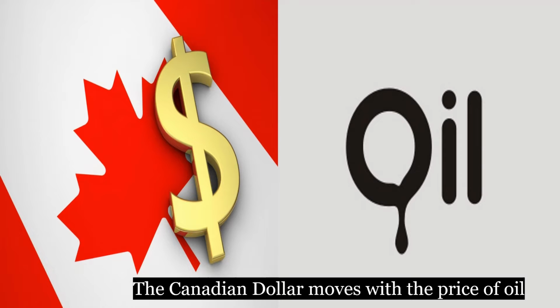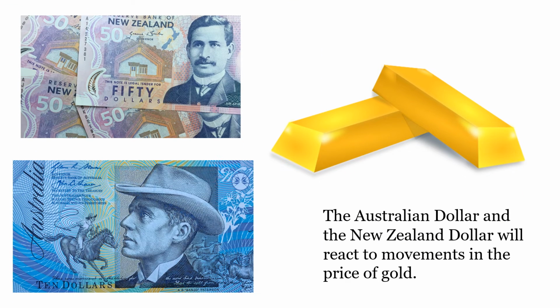The Canadian dollar moves with the price of oil. This is because Canada is a very large producer of oil, and when the oil prices are higher, they can make more money, which is better for the economy in Canada, which improves the price of the Canadian dollar. The Australian dollar and the New Zealand dollar will react to movements in the price of gold because they are very large exporters of gold, and the idea, like the Canadian dollar, is because when the price of gold goes up, they can sell it for more, so more money flows into the economy, better for both of these countries.